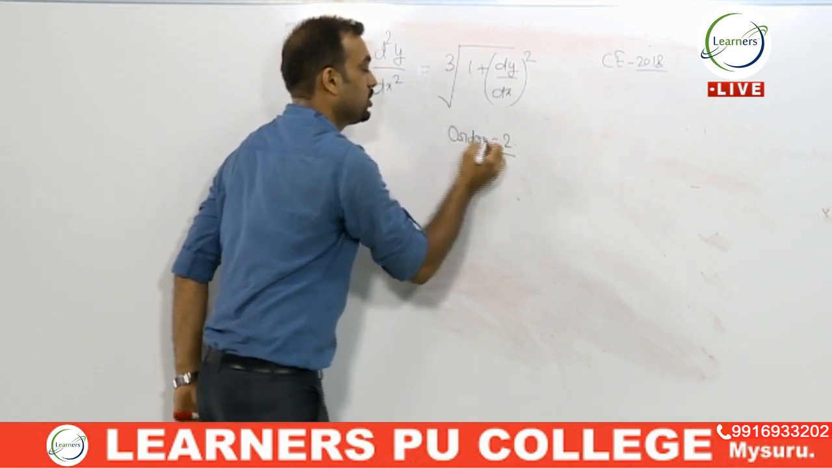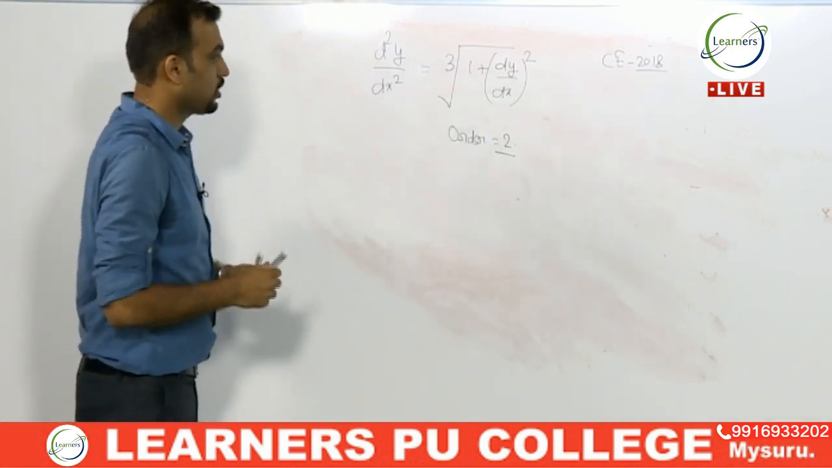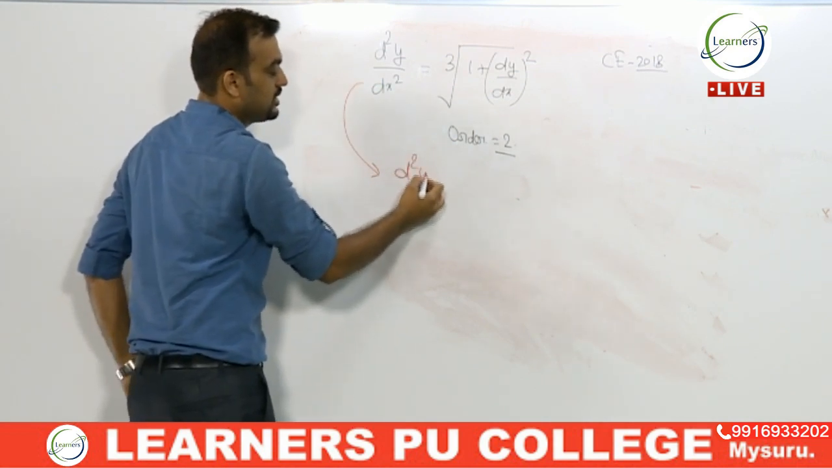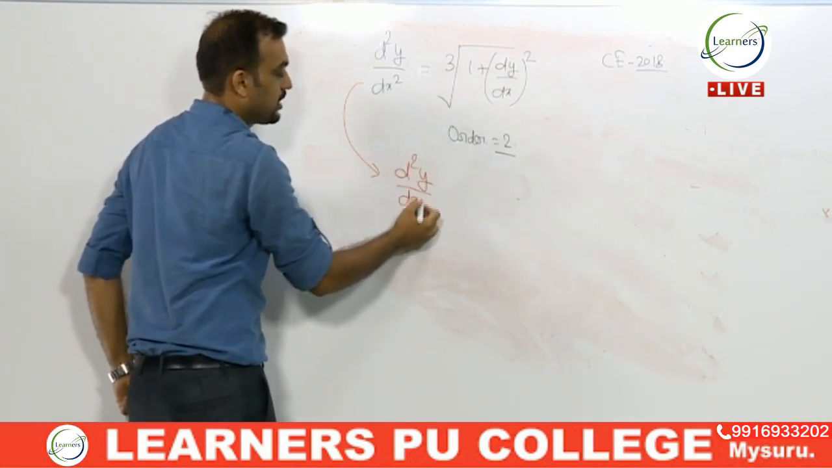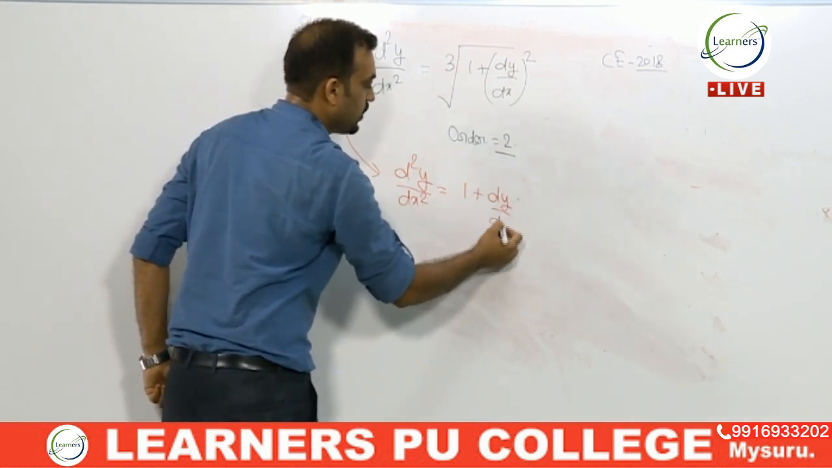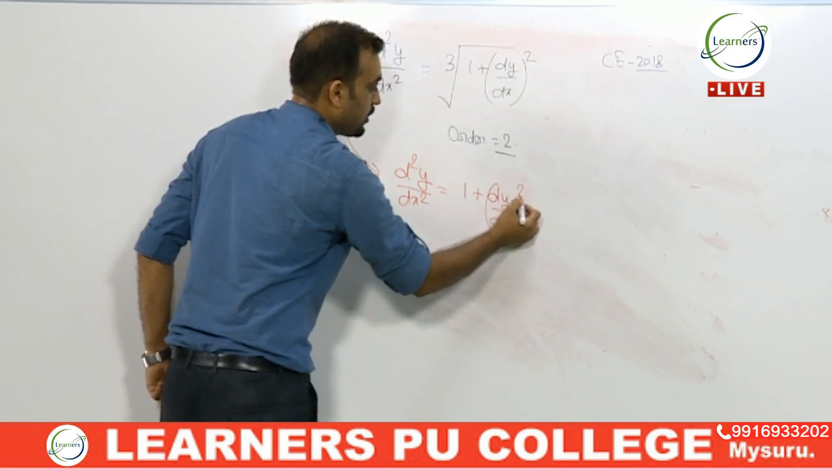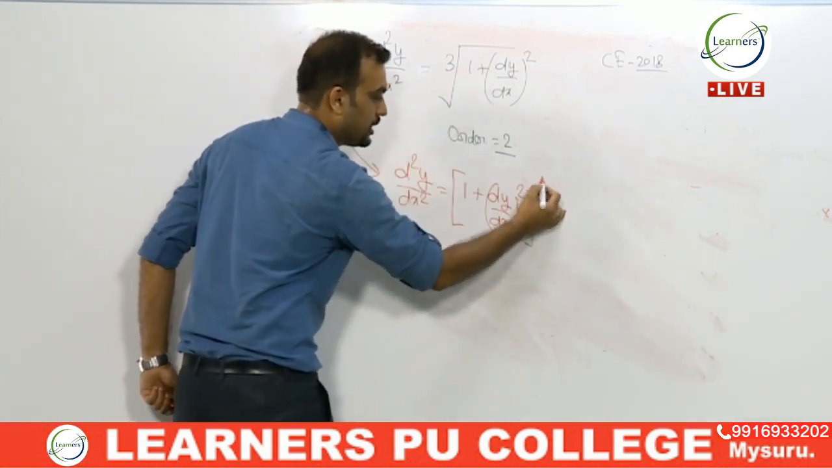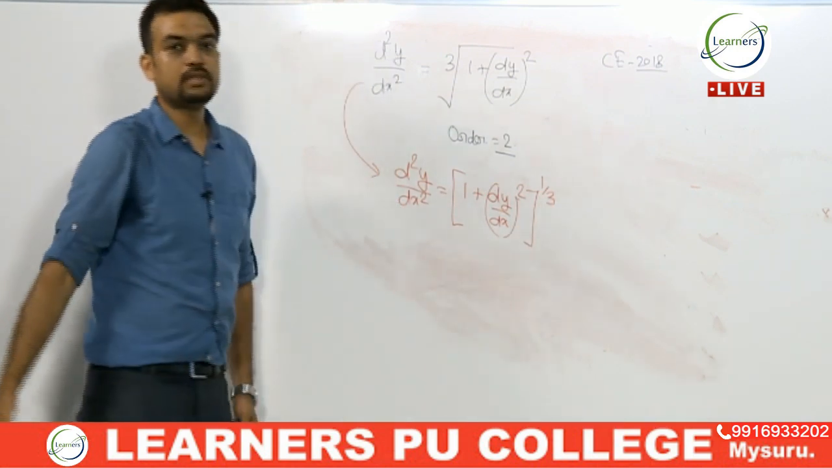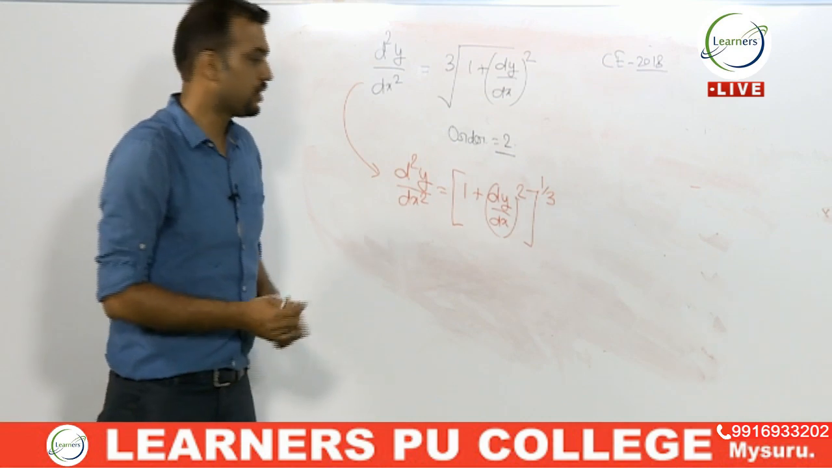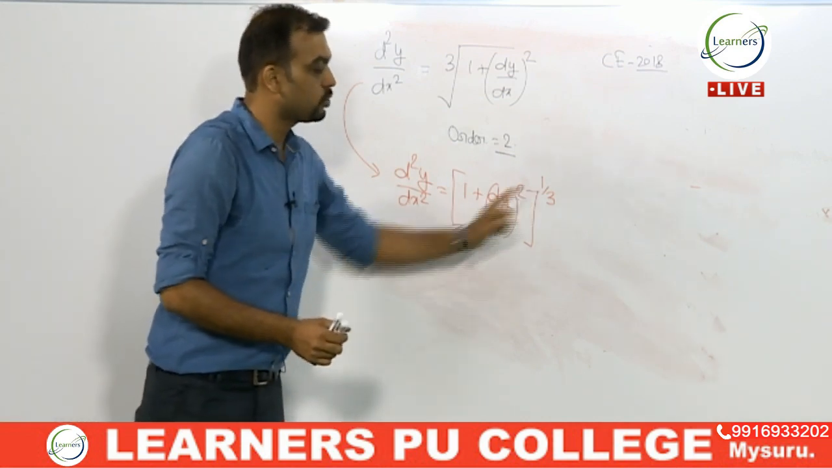Now we will talk about the degree. If I'm talking about the degree, first this can be written as d square y upon dx square is equal to (1 plus dy upon dx whole square) to the power 1 by 3. Now it should be a polynomial in its derivative terms. Till now it is not a polynomial, because if you see, the power will be 2 upon 3.